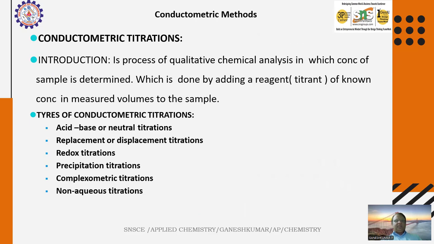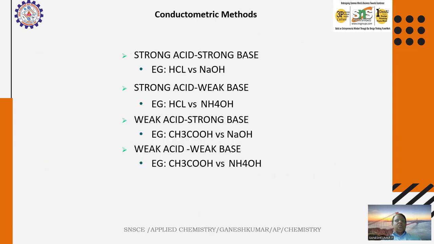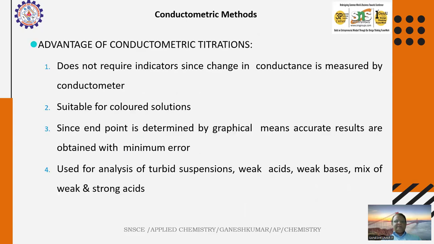The types of conductometric titrations are acid-base or neutralization titrations, replacement or displacement reactions, redox reactions, precipitation reactions, compleximetric titration, and non-aqueous titrations. Here we usually have strong acid versus strong base, strong acid versus weak base, weak acid versus strong base, or weak acid versus weak base, or sometimes a mixture of acids.